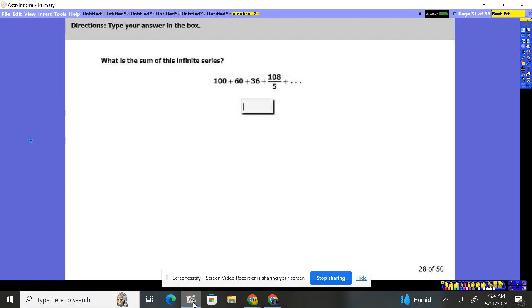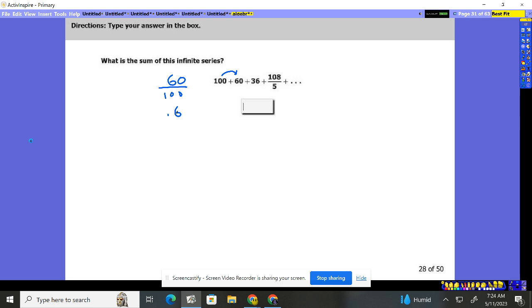So we need to look at what it's going down by. It's a geometric series. It has to be, because it's going down towards zero. So what are we multiplying by? Well, remember, take your second term divided by your first term, which is going to give you 0.6. So we're multiplying. We're taking 60% each time. So we're multiplying by 0.6.